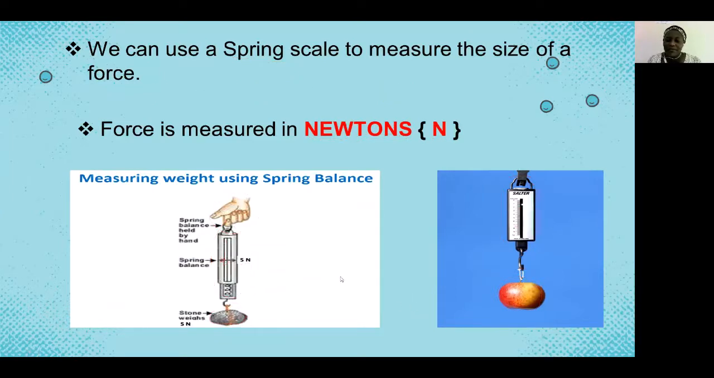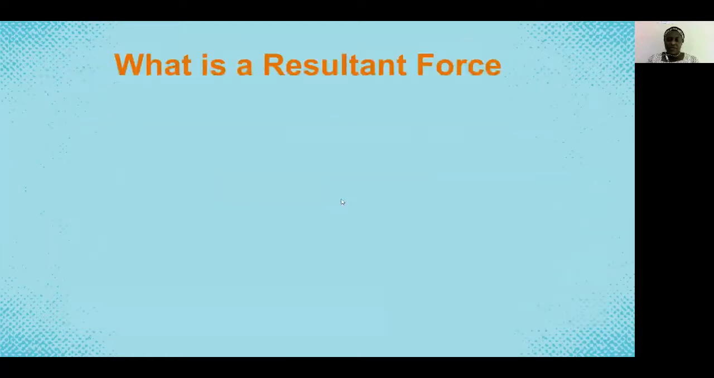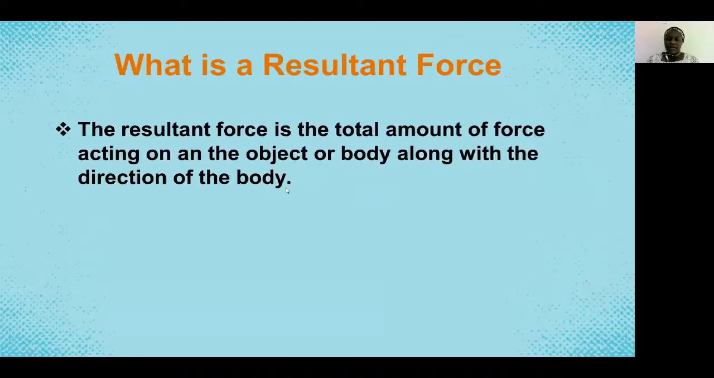Very good. So here, students, you should know that force is measured using a spring scale, and force is measured in units called newtons. Very good. Next, students, let's see what a resultant force is. What is a resultant force, students?